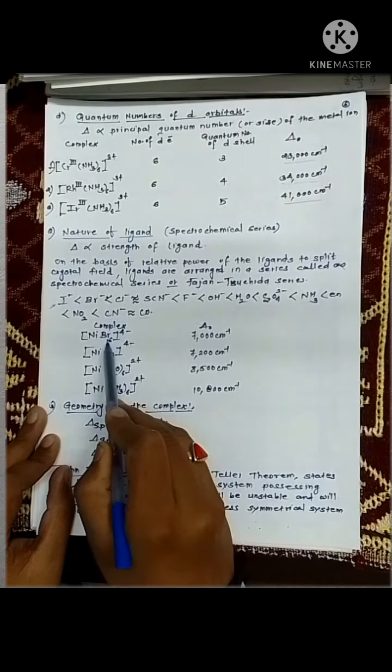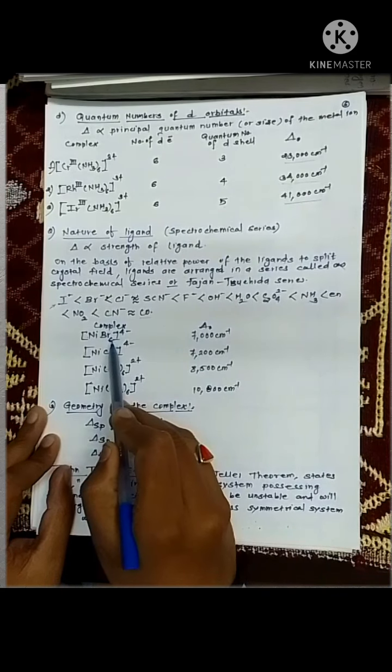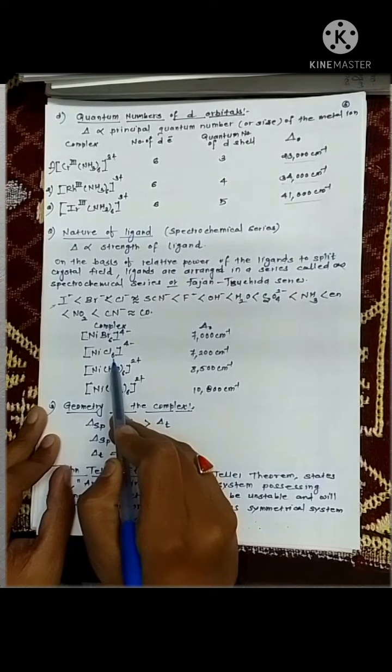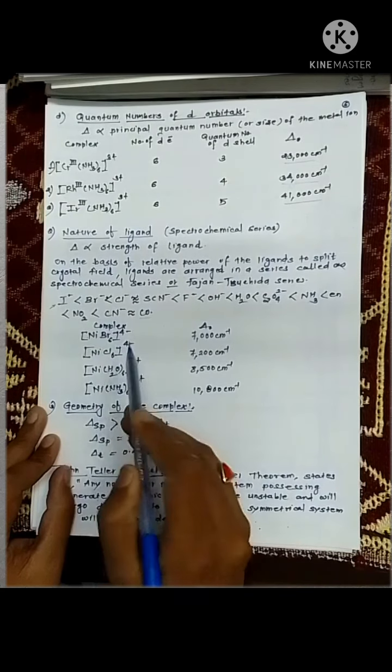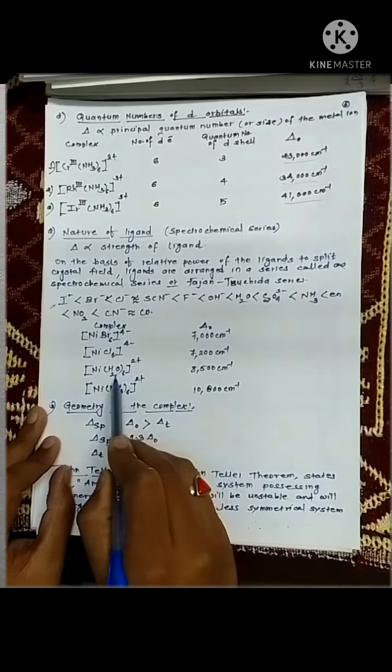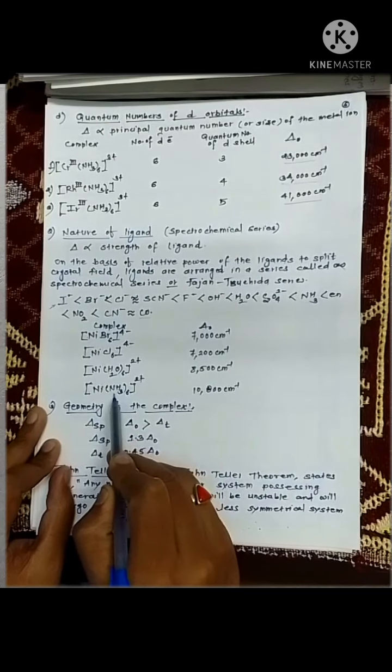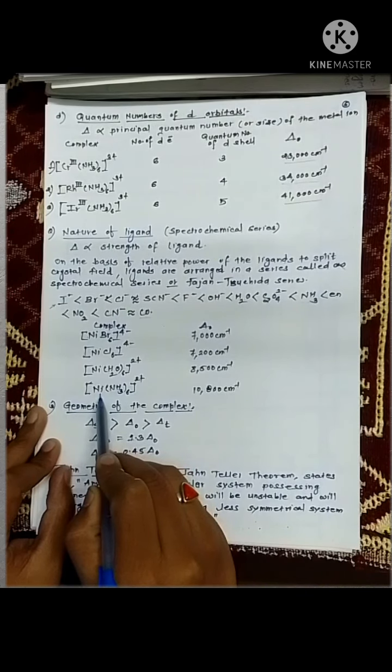If we see bromine, in the first case there are 6 ligands attached to your nickel. In the second case, 6 chlorine ligands are attached to your nickel. In the third case, 6 aquo ligands are attached to your nickel, and in the last case 6 ammonia ligands are attached to your nickel.